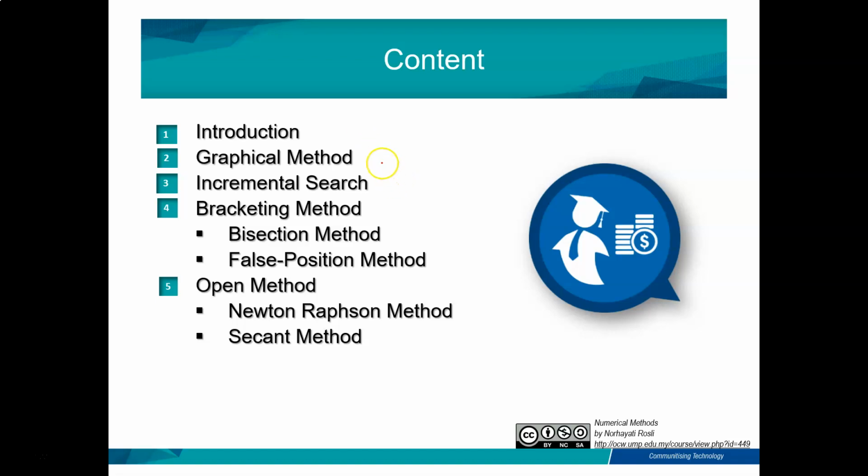Next class, we go to the content. The first one, I will go to the introduction, and then I will go to the methods of finding roots of equations. In this chapter, you will learn first the graphical method, and then incremental search, and then bracketing, which consists of two types of method, bisection and the false position method. Then class, the last topic is the open methods, and in open methods there are two types of method: the first one is Newton and the second one is secant method.